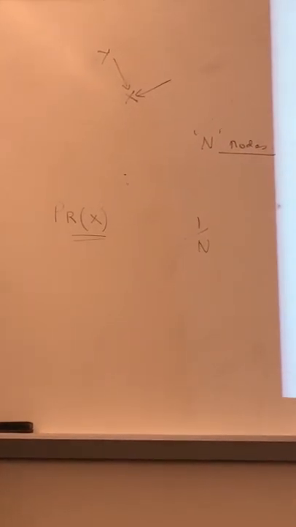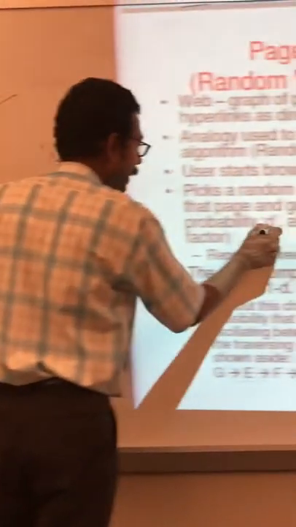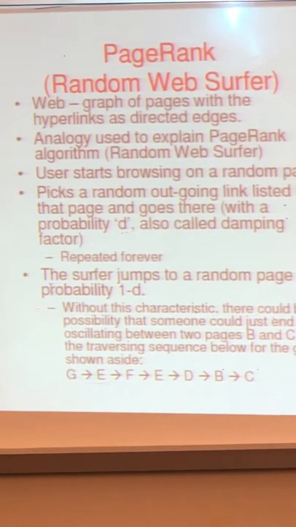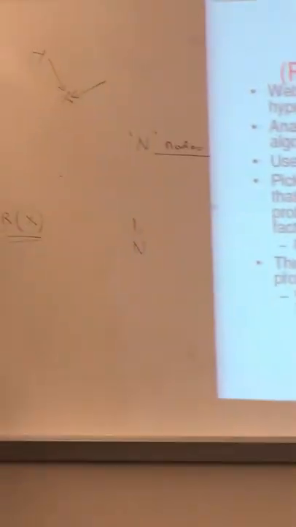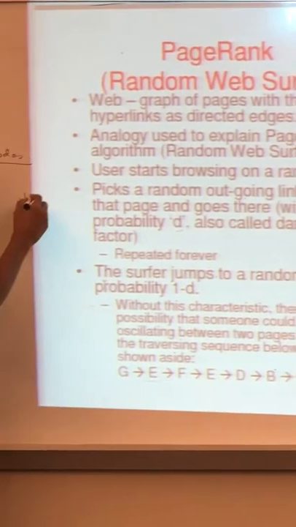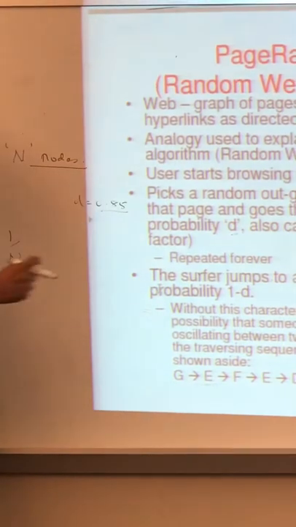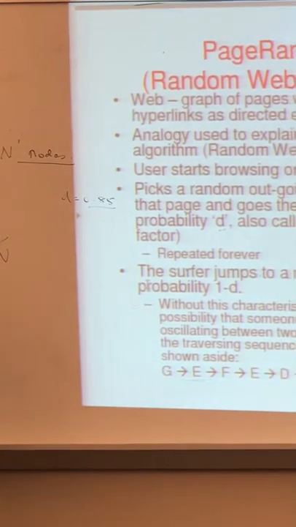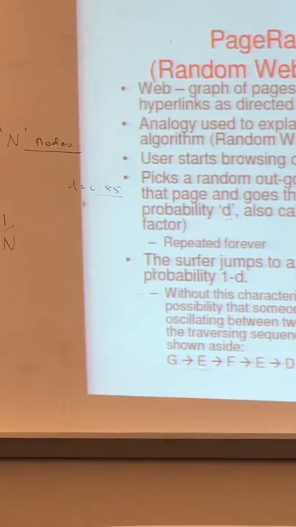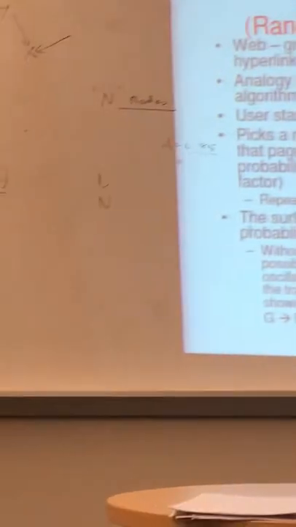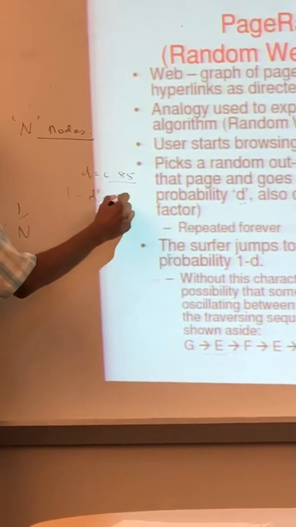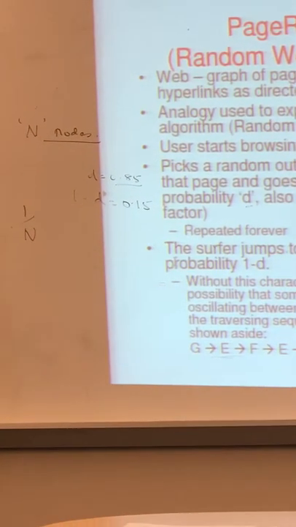Now, there is a probability D with which you decide to visit one of the outgoing edges in a particular page. This D is called the damping factor. Typically it is 0.85, which means there's an 85% chance that you visit one of the outgoing pages from a particular page. Then what is the probability you will just jump to a random page? 1 minus D, right? Which means typically if D is 0.85, 1 minus D is going to be 0.15.